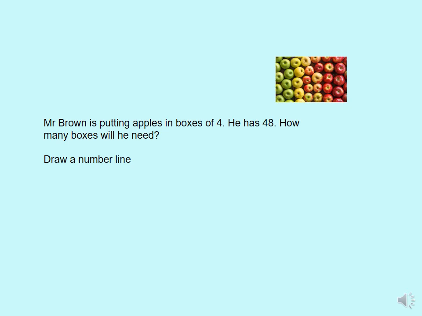So Mr. Brown is putting apples in a box of 4 and he has 48. How many boxes will he need? I would like you to draw a number line for this, please, and then press pause and then come back and you can check the answer. Okay, so I'm not going to draw this one out because it would take me quite a long time using my computer, but you should have got 12 jumps if you counted up in your 4s correctly. So 48 divided by 4 is 12.